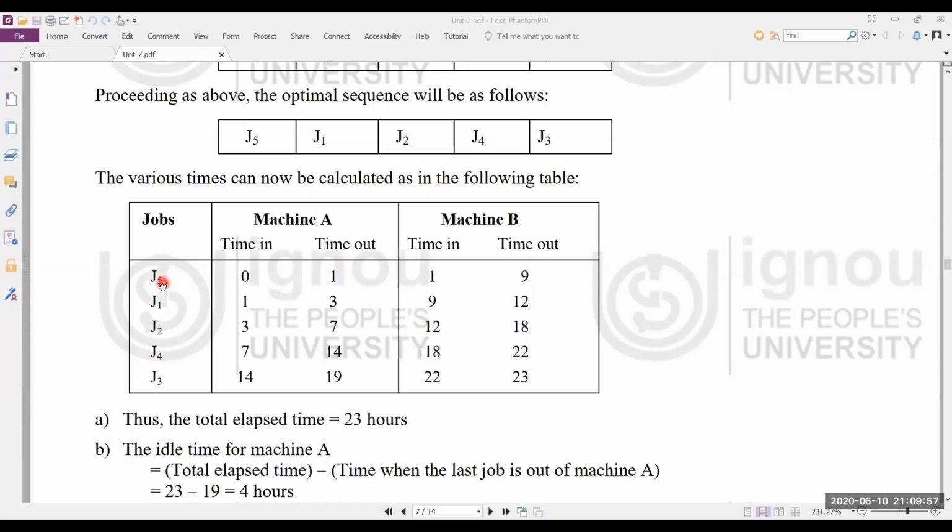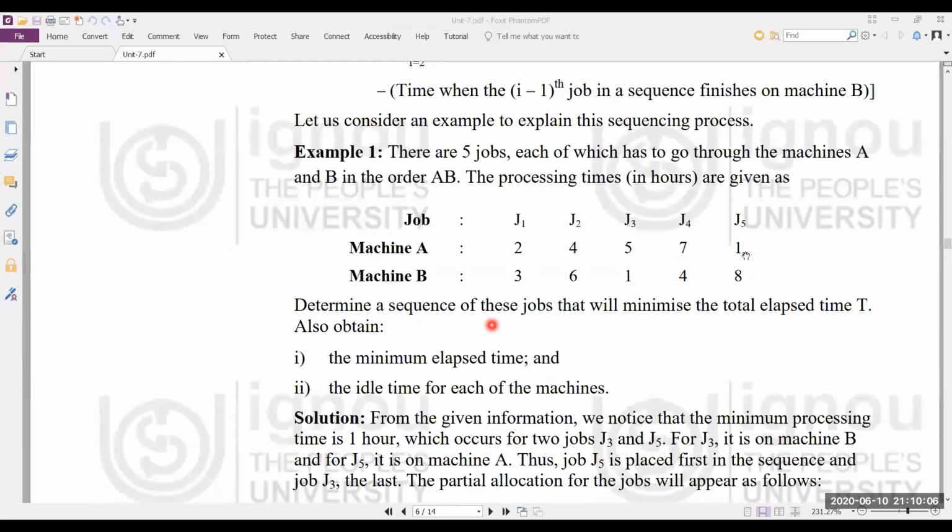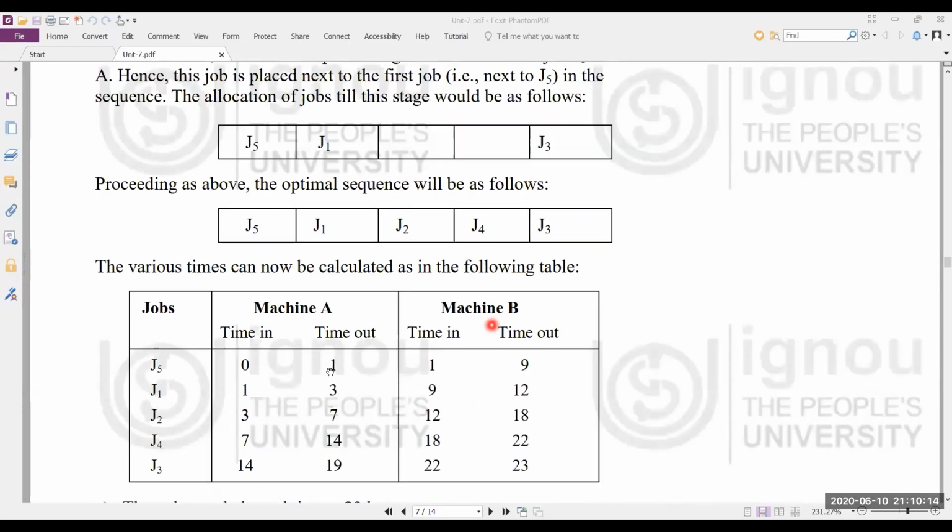So we start with J5, and how many minutes does machine A take for J5? Machine A takes 1 minute to complete the J5 job. So if the initial time is 0, then the out time will be 1. Similarly, after completing the job on machine A, the job will go to machine B. So time in for machine B is 1, because machine A frees the job J5 after 1 minute.